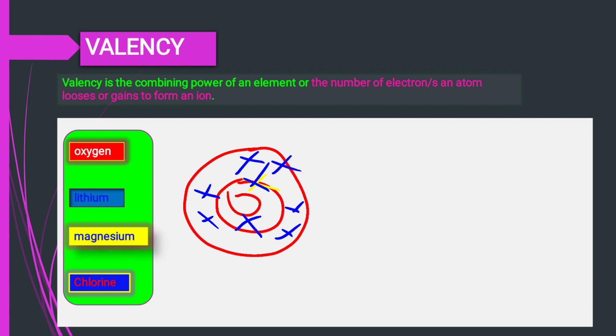For this oxygen atom to form an ion, its valency is 2 electrons. And what does that mean? This 2 is the number of electrons it requires to attain an octet state. For that case, we can say that the valency of oxygen is equal to 2.